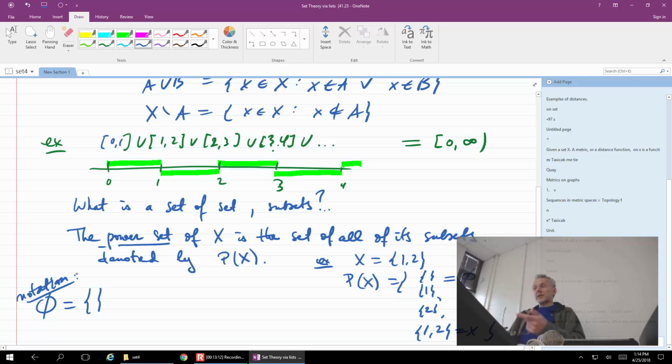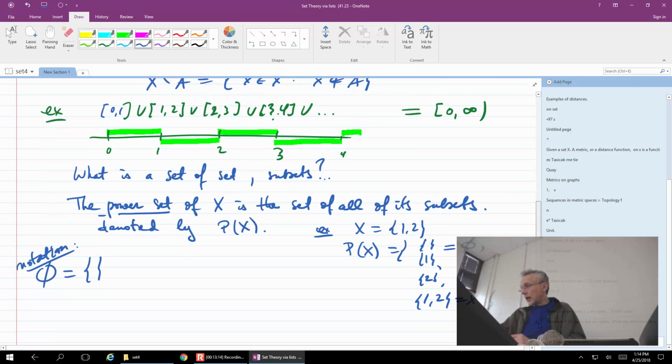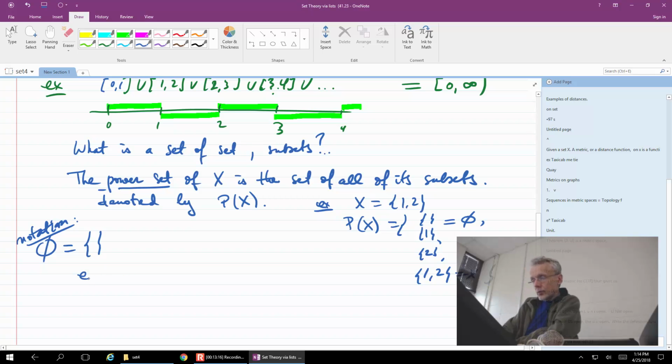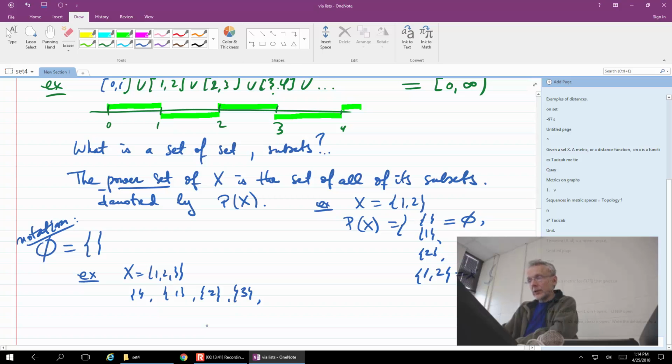So that's an example. You can imagine what happens if you go to three: X is {1, 2, 3}. So the empty set. You can classify subsets by the number of elements they have. It will be 0, only one. Then you can choose one-element subsets in three ways: {1}, {2}, and {3}. Then you can choose the two elements in how many ways?